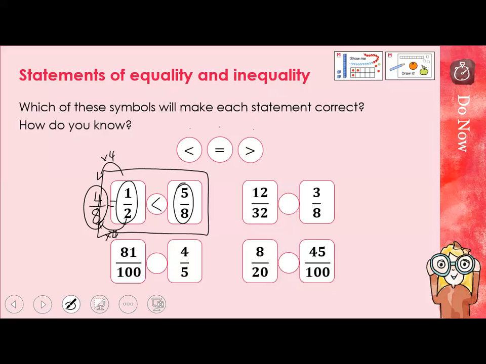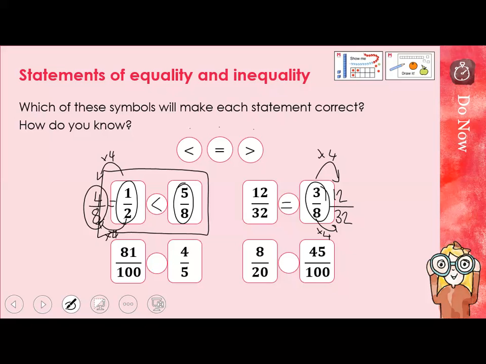Let's try that for the next one. Okay, I want to put this fraction over 32, so I can easily compare them. What have I got to do to get from 8 to 32? I've got to multiply by 4. Whatever I do to the denominator, I must do to the numerator. 3 multiplied by 4 is 12. So what inequality sign is going to go in there? Well, of course, it's the equal to sign, because 12 over 32 is equal to 12 over 32. They are the same, aren't they? They're both the same fraction.